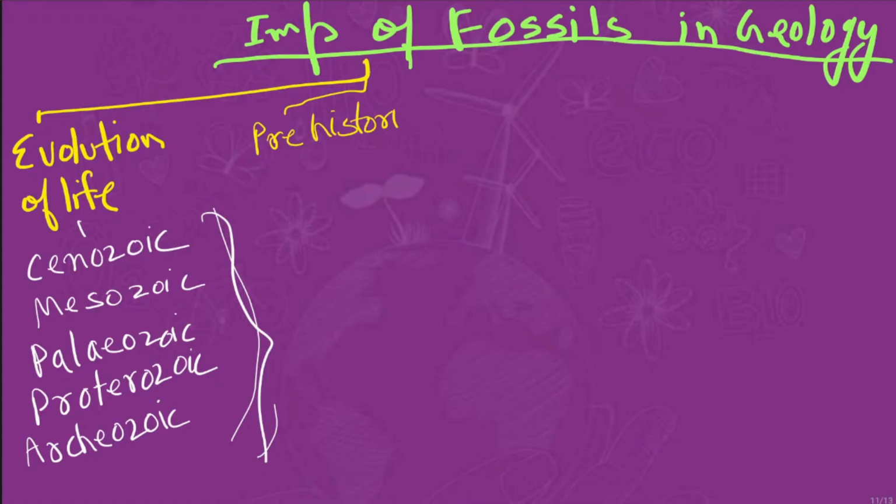Prehistoric life. When we talk of prehistoric life, it refers to the life of the past that lies between the first appearance of life, about 3.8 billion years ago, to the first human written record or document of history, some 10,000 years ago.